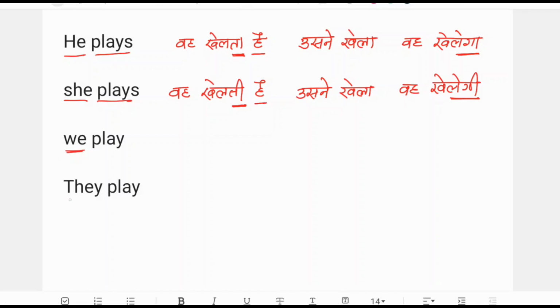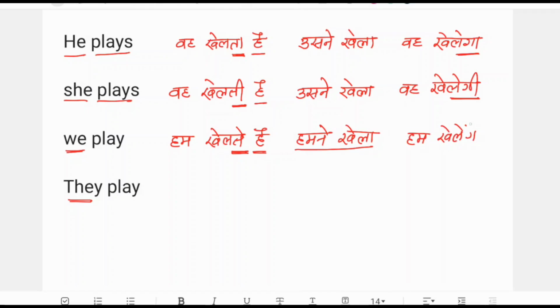Now with plural pronouns, we play will be, we means हम, हम खेलते हैं. With plural it is the ते हैं form, खेलते हैं. हमने खेला means we played. And हम खेलेंगे means we shall play.